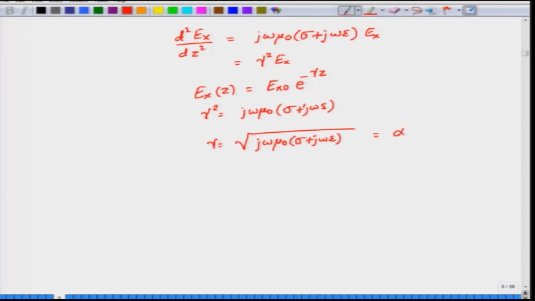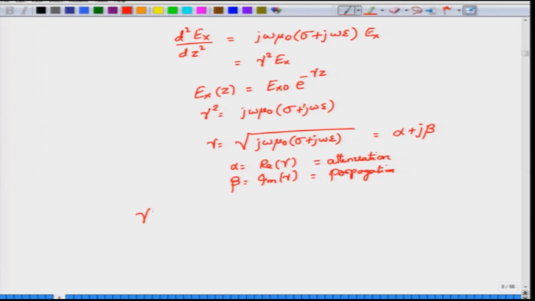This can be further written as alpha plus j beta, and alpha is the real part of gamma, which is called the attenuation constant or attenuation coefficient, and beta is the imaginary part of gamma, which is called the propagation constant or the propagation coefficient. And this is given by the square root of j omega mu naught into sigma plus j omega epsilon, that is gamma.